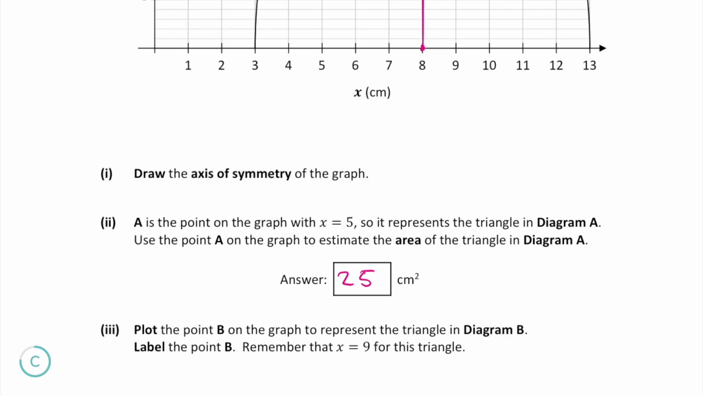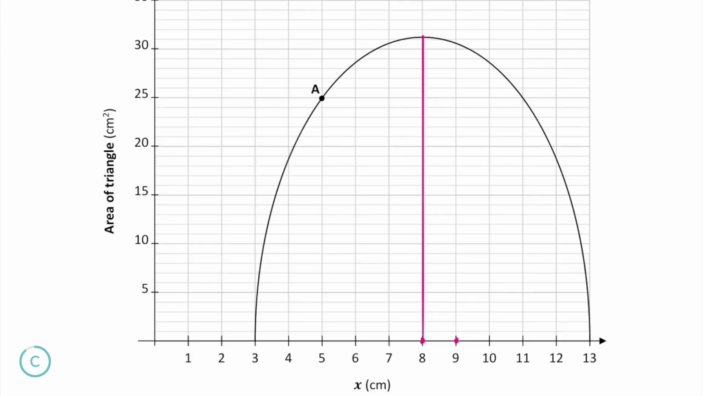Finally, in part 3, we have to plot the point B on the graph to represent the triangle in diagram B. We're also reminded that in diagram B, x is equal to 9. So to do this, we come across to 9 on the x-axis and draw a vertical line up until we hit the graph. The point at which this line cuts the graph is the point B.